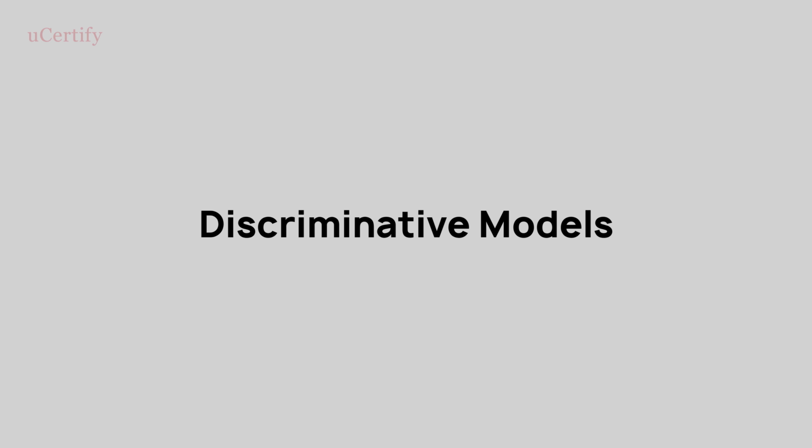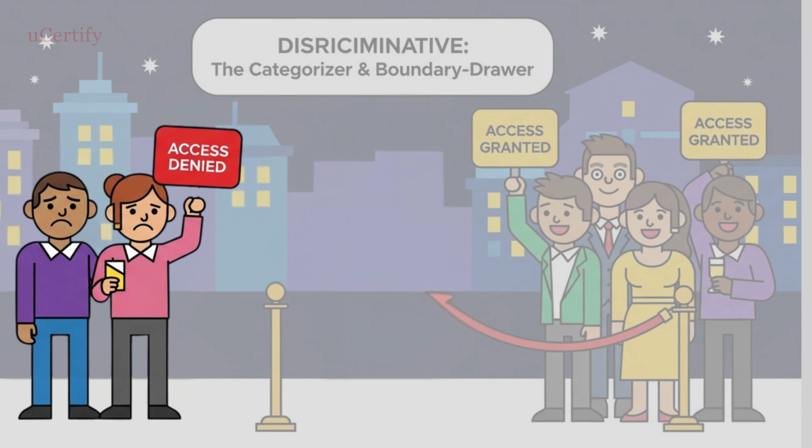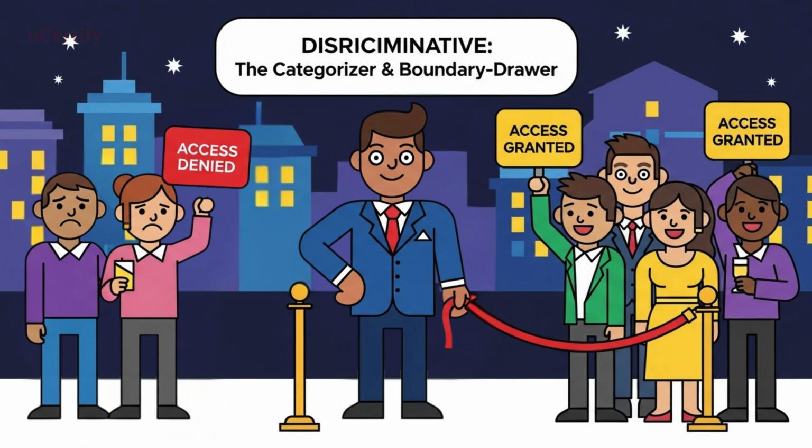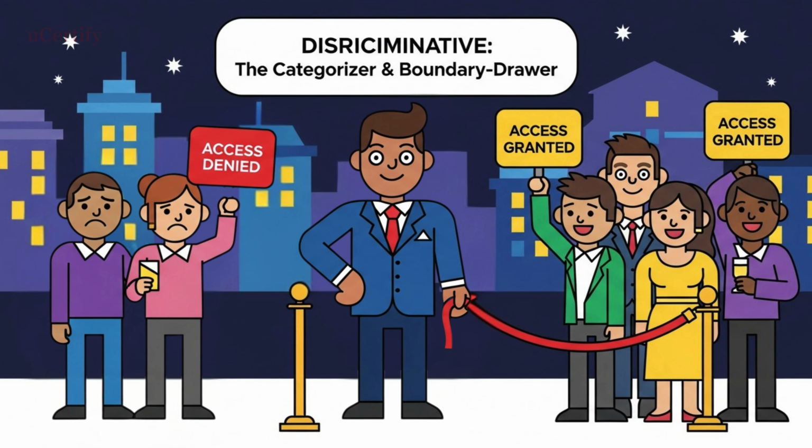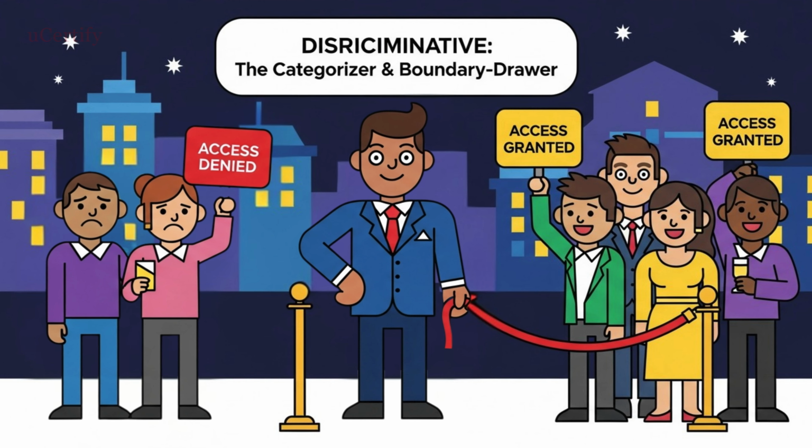Let's start with discriminative models. Think of them as a club's bouncer. Their main job is to tell you if something belongs to a certain group or not. They learn to draw clear lines to separate categories.